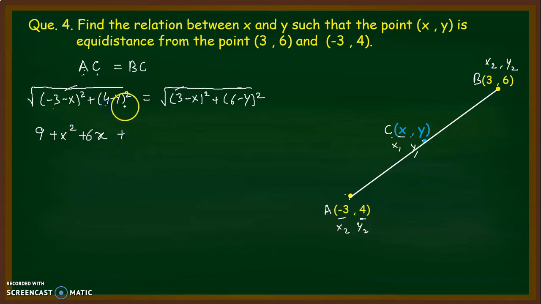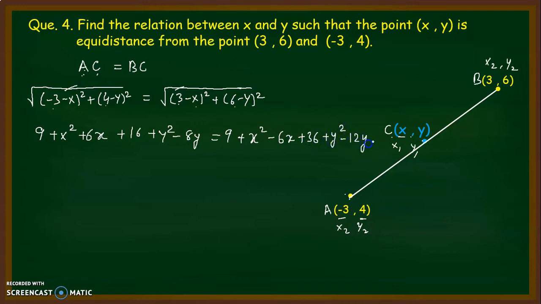And the same way, (4 minus y) whole square will be equal to 16 plus y square minus 8y, is equal to, on the right hand side, (3 minus x) whole square, that will be 9 plus x square minus 6x, plus (6 minus y) whole square, that will be equal to 36 plus y square minus 12y. So on both sides you can cancel out x square, y square will also cancel out, and also the 9 cancels out.